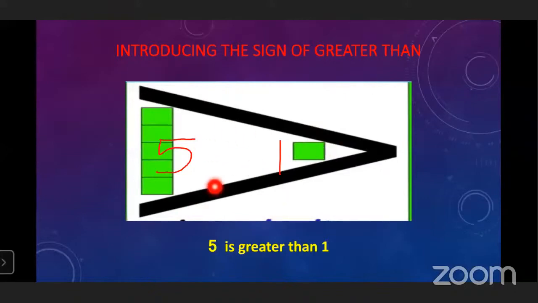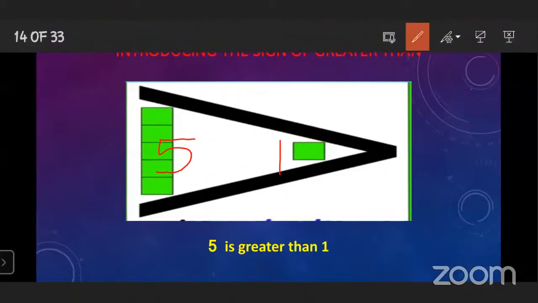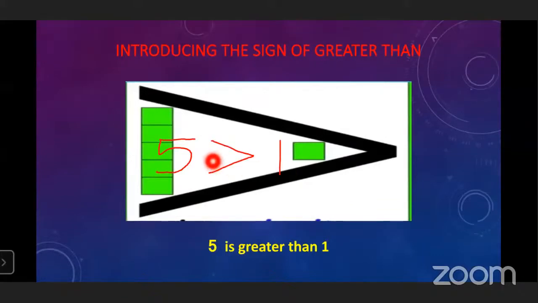But how to use the sign? We can draw it like this: 5 is greater than 1. Is it correct? Yes. 5 is greater than 1. Means when, from the given two numbers, the first number is greater, the bigger, that time we have to use the greater than sign. Otherwise you can say when the left side number is greater, you can use the greater than sign.